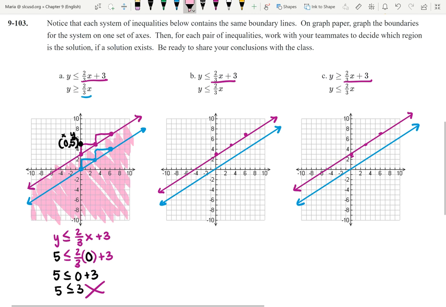Now let's test a point for the other inequality to see where we're going to shade for that one. So my second inequality was y is greater than or equal to 2/3 x. Let's test the same point, 0, 5. So plug in 5 for y, 0 for x. Simplify. 2/3 times 0 is 0. Is 5 greater than or equal to 0? It is. So for the blue line that I've drawn, we are going to shade towards 0, 5. So we're going to shade upward.